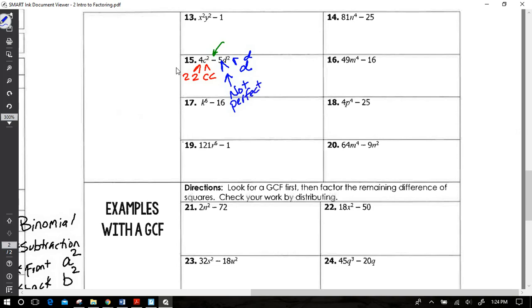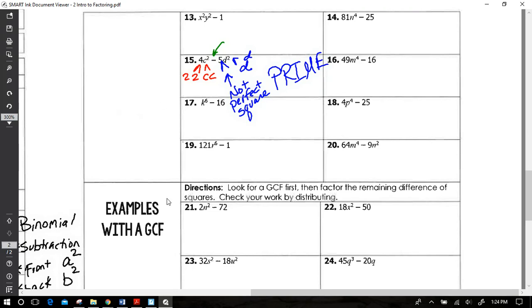It cannot be broken down into 2 numbers of equal value that multiply together to equal 5. So if I cannot break this down into smaller parts, hopefully we remember that this is called prime. Okay, so that answer is prime. It's a prime polynomial.